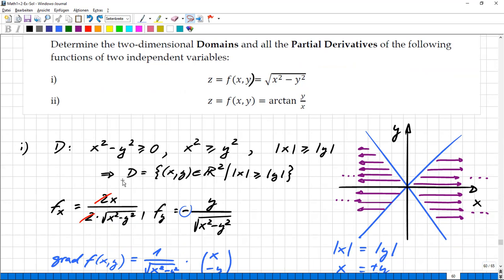And this is the more correct set theory notation for the solution here, which says that the domain is equal to the set of all pairs of x and y, element of R squared, R2, however you call it, holding or fulfilling that absolute square of x is greater or equal than absolute square of y. So that's the more formal notation.